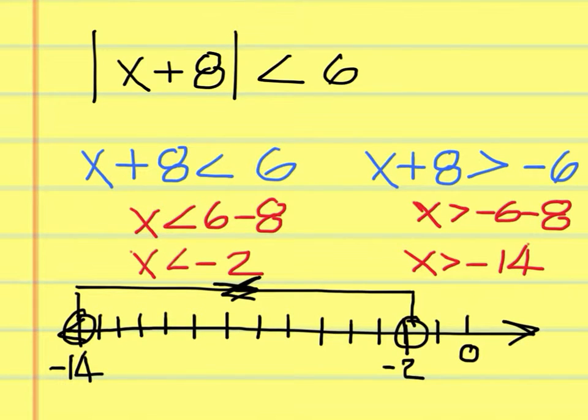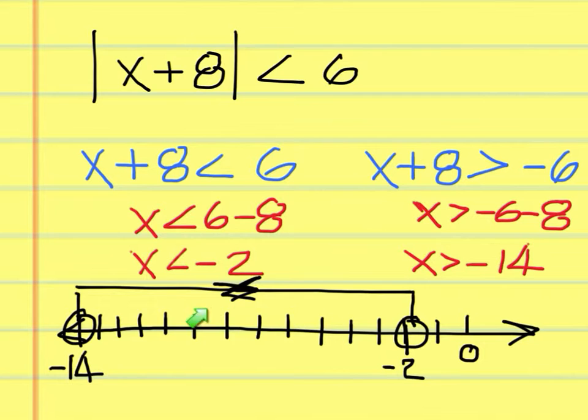So check your areas. Let's choose one that's off to the right here. If I put 0 in from the outside right, 0 plus 8 is 8. The absolute value of 8 is 8. Is 8 less than 6? No. So we don't shade that in.